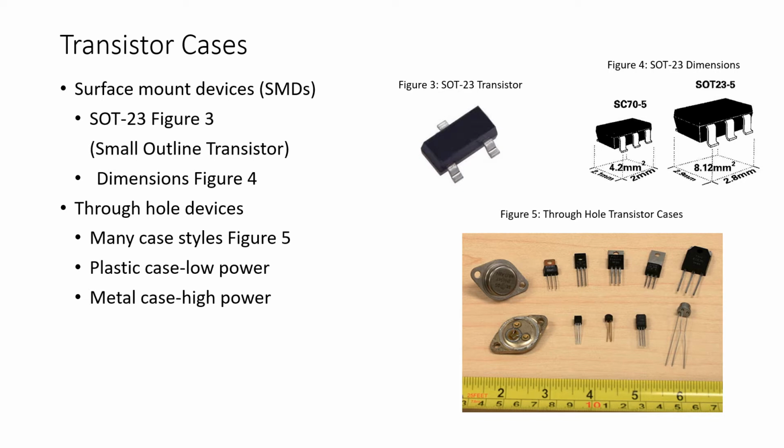Now the through-hole devices, as we see in figure 5, can come in many different case styles, and we see that with these transistors some of them have a plastic case, and these are typically low power devices, and they can also come in metal cases, which are high power devices. The metal case is required to be able to dissipate the power that's generated inside the transistor to the surrounding air.